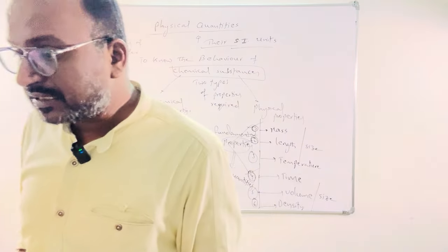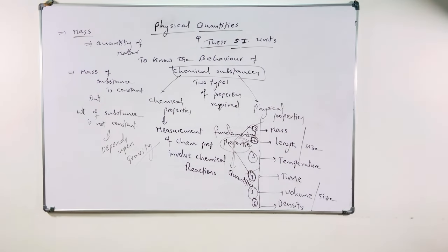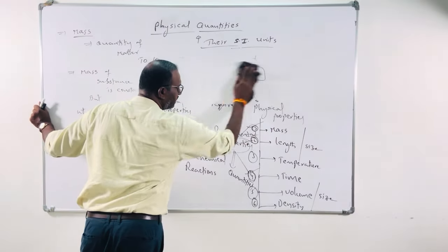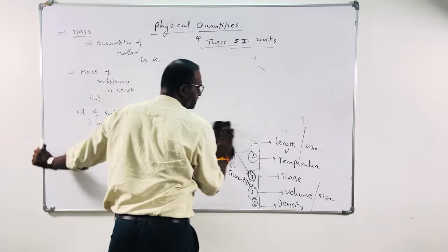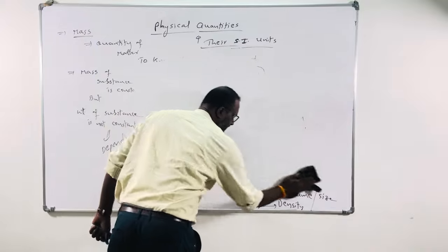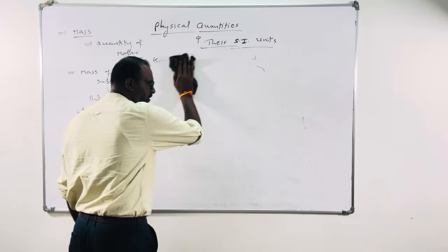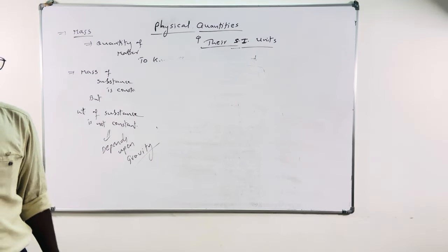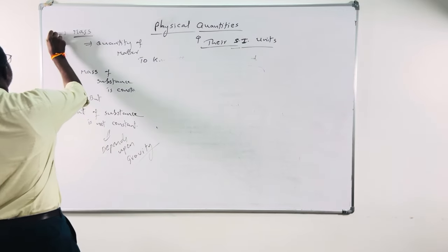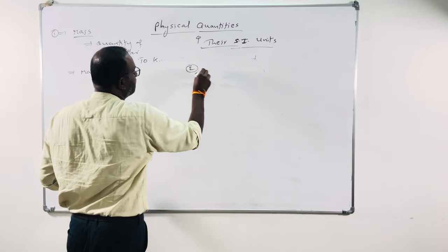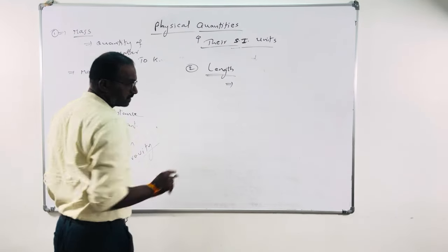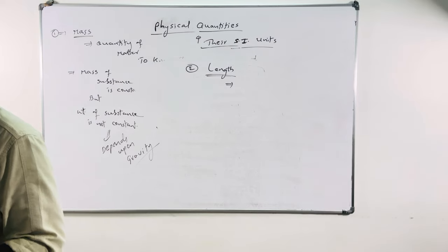Okay, the next property is size or length, we can say. Size and length, second fundamental physical quantity. There are three fundamental physical quantities. I told you that one is mass, one is length, another one is time. So this is the first one, and coming to the second one, that is length. It describes size, we can say.